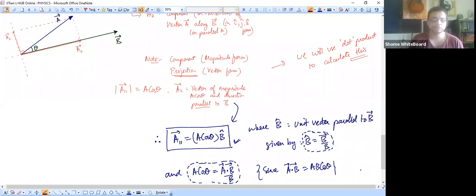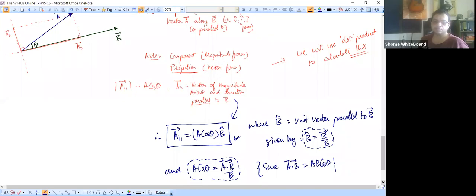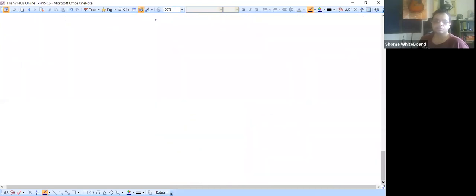Okay, so have you finished writing this part down? Okay, so let us understand this with an example. We'll take a numerical example and understand all the various things that we can calculate using the dot product method in that example.